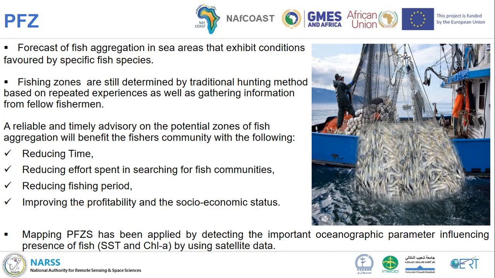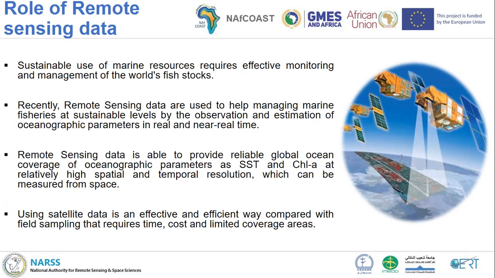Mapping the potential fishing zones has been applied by detecting the most important oceanographic parameters that influence the presence of fish, such as the sea surface temperature and chlorophyll, by using satellite data. The role of satellite data in mapping potential fishing zones.